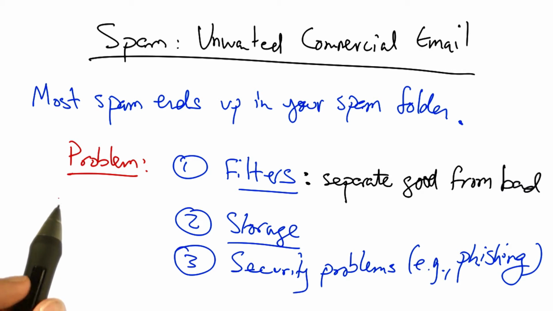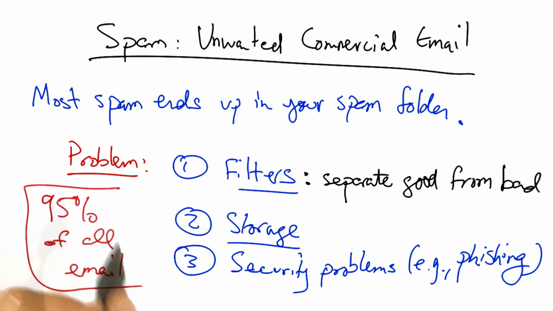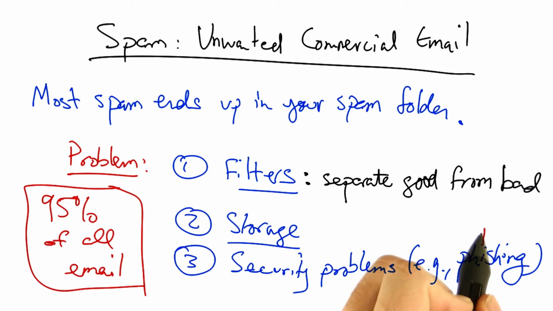Now, even though you don't see the mail because of these filters, something like 95% of all email traffic is spam. Some reports from the Anti-Phishing Working Group suggest that something like 1 in every 87 emails was a phishing attack. And there's something like 50,000 unique phishing attacks in a month.